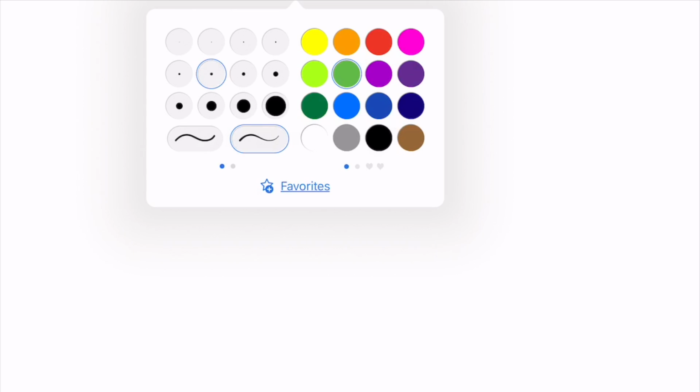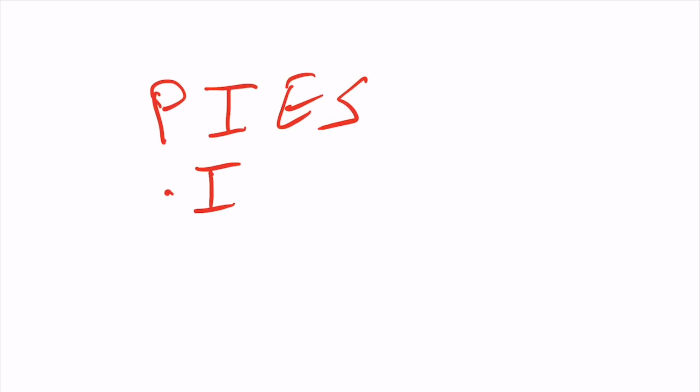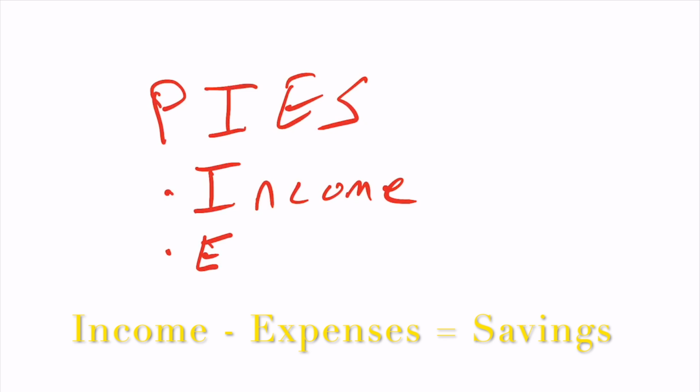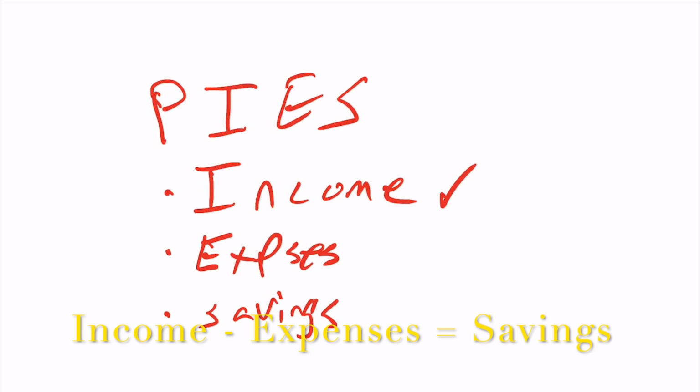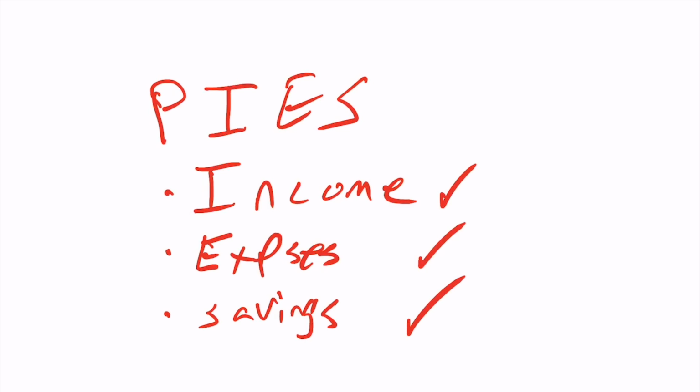Under PIES, the I stands for income. And this is what most people do. They take their income, and then what they do with the income is they subtract the E, which is expenses. And then the S stands for savings, which basically says that when they take their income, after their expenses are subtracted from that, whatever is left, that's what they put in savings.